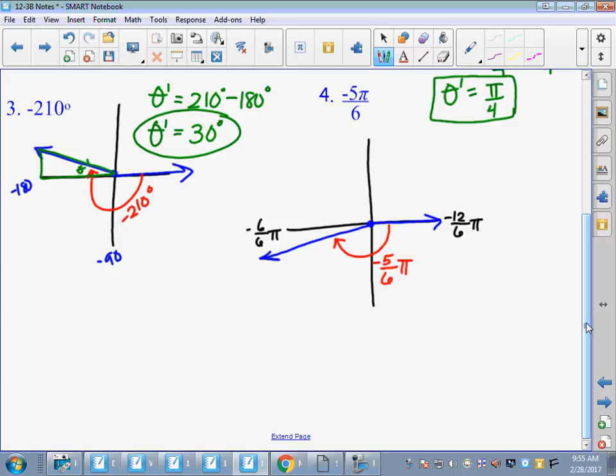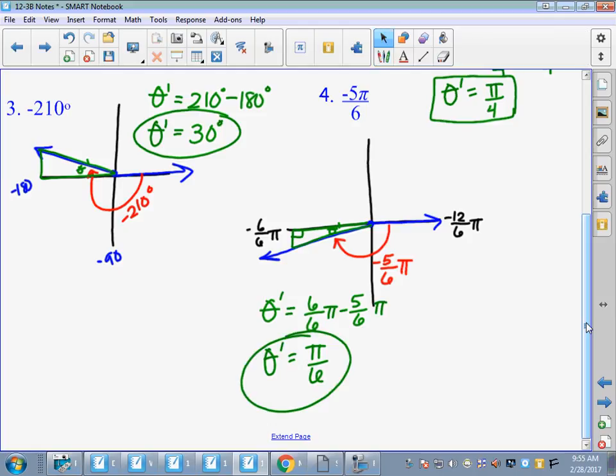I show my label. There's theta. I'm going to label theta prime inside here. Draw my reference triangle, and then explain what theta prime's size is. Theta prime, using pi, I need, pi is bigger. So again, I'm going to ignore the negatives, and I know that 6/6 is bigger than 5/6. So I'm going to take 6/6 pi and subtract 5/6 pi from it. Therefore, theta prime is equal to 1/6 pi, or pi over 6.